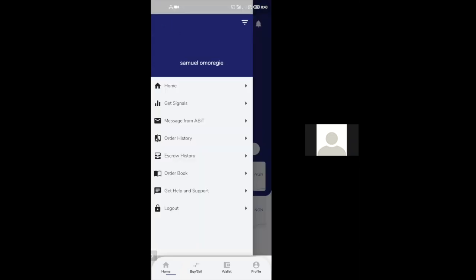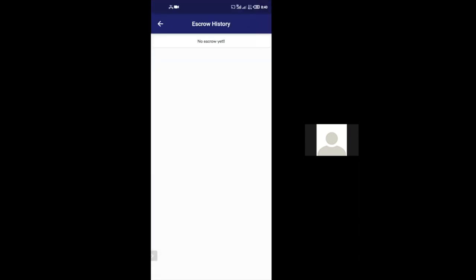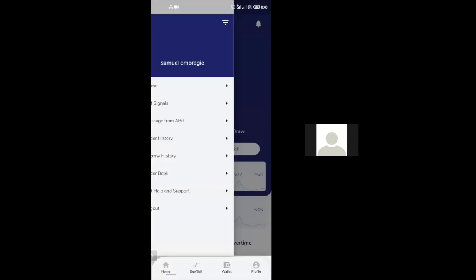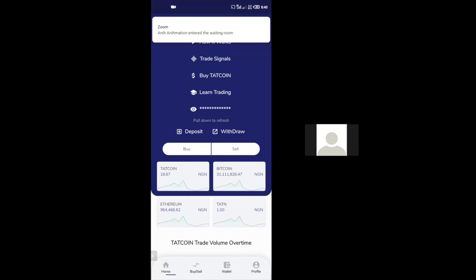So once that is done, once that is approved, it goes straight to the escrow, okay? It goes straight to the escrow, then the escrow verifies from both parties, that is from you that is buying and the person that is selling, to make sure there is no cheating amongst both parties, okay? Now, once that is done, then you receive your Tatcoin, or the payment in their banks.